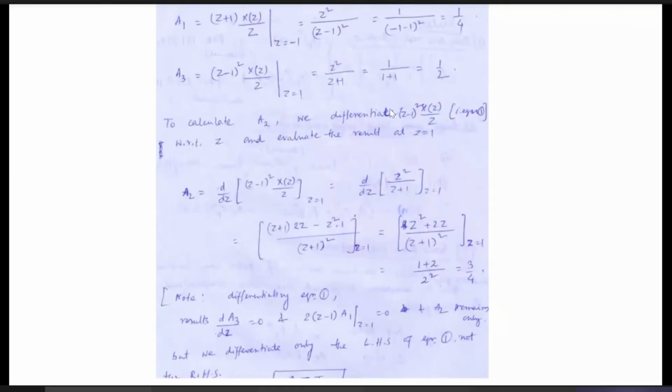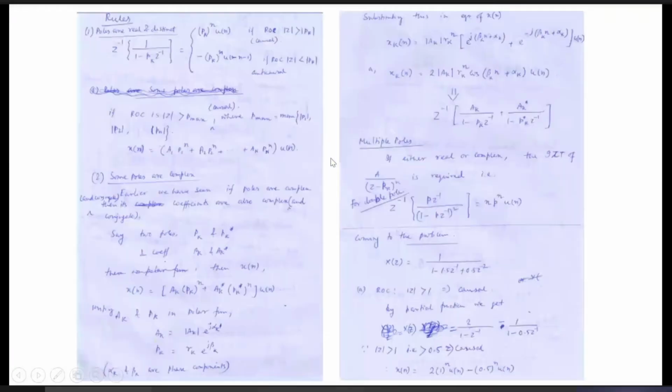These examples you see from your side. I will not explain, but some basic property, like by seeing the poles, how will you correlate it to the time domain sequence.